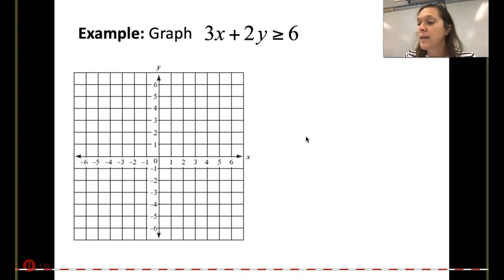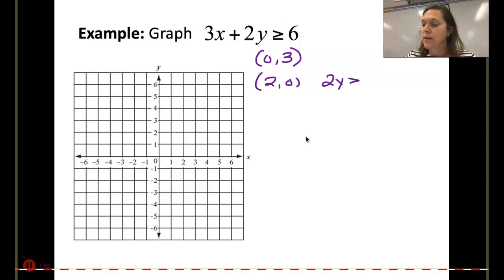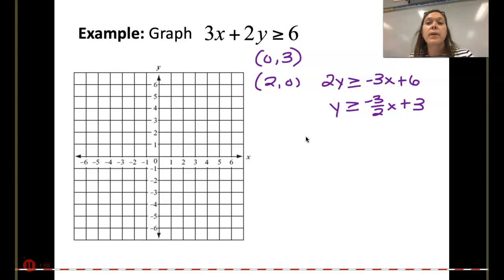If I wanted to find my y-intercept, I would cover up my x, which tells me that my y-intercept would be at 0, 3, because you would divide the 6 by 2. If I wanted to find my x-intercept, I would cover up the y, which gets me that 6 divided by 3 is 2, so the x-intercept is 2, 0. We could do it that way, or we could physically solve it. Moving my 3x over would get us 2y is greater than or equal to negative 3x plus 6. Dividing everything by 2 gets us y is greater than or equal to negative 3/2 x plus 3. So either would work.